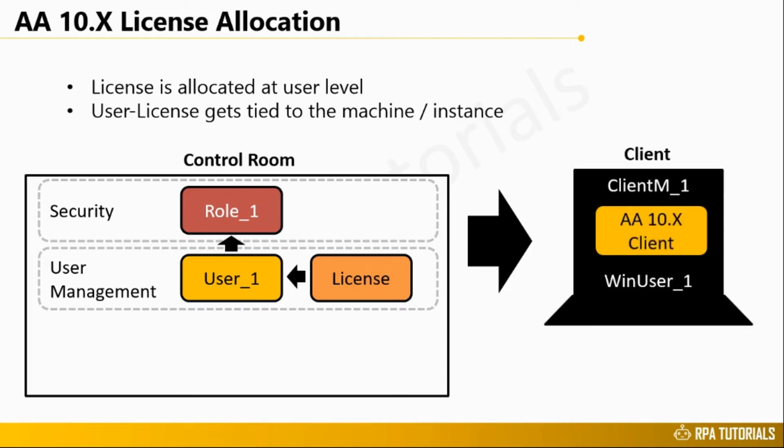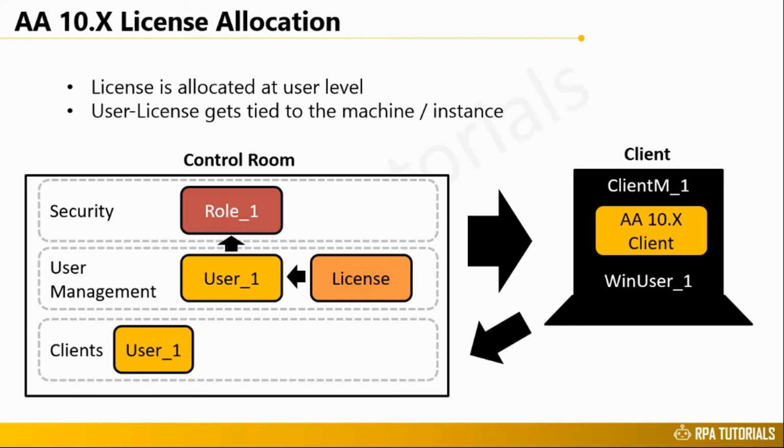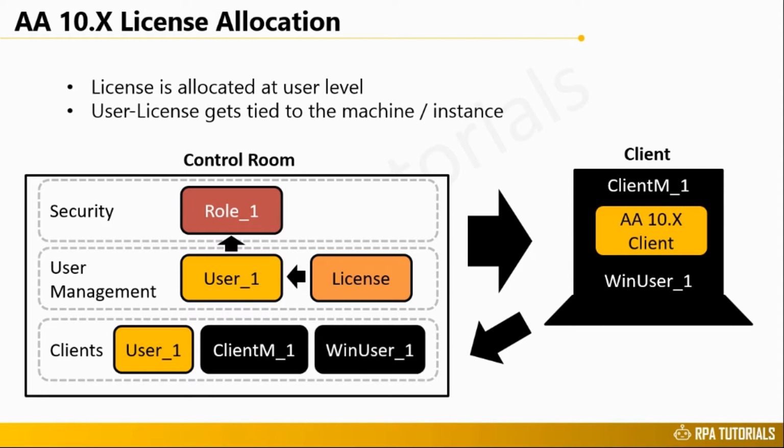As soon as you log into the client application on this machine using the credentials of the user you created in the control room, the user gets tied to this client machine and creates a mapping in the clients section of the control room. The mapping created in the control room is a logical combination of the user credentials you created in the control room, the machine name on which you logged into the Automation Anywhere client application, and the Windows user ID with which you were logged into the client machine.